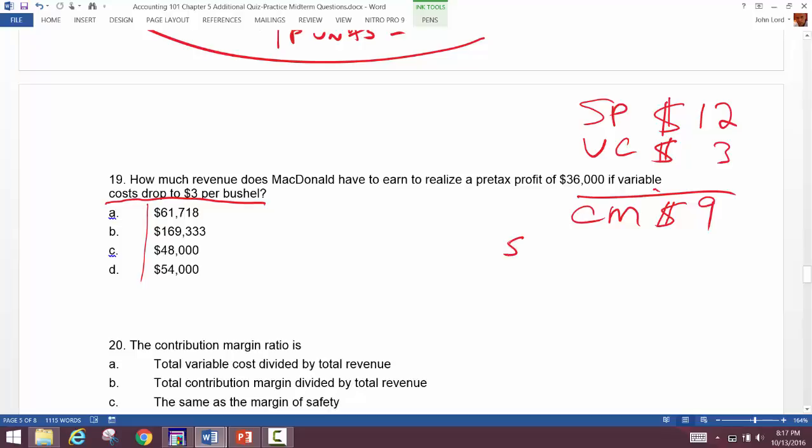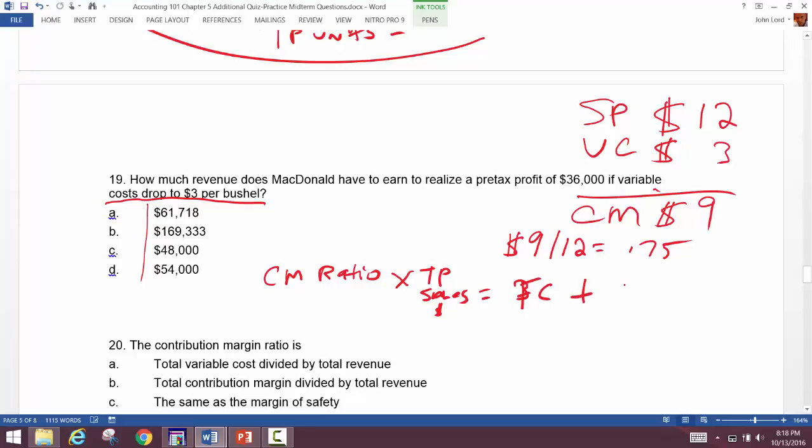9 contribution margin divided by the sales price of $12, right? What did I get, 0.75? So now I have my contribution margin ratio, don't I? So I take my contribution margin ratio times my what? Target profit sales dollars, which is what this question is asking me for, got to equal my fixed cost plus my what?